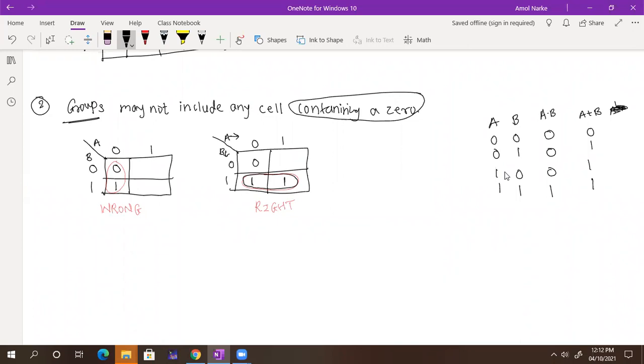Now suppose next I have it like that. Diagonal elements are also not allowed. Suppose I have one here and one here, and I make a group like that. This is also wrong. And suppose you have a group like that.